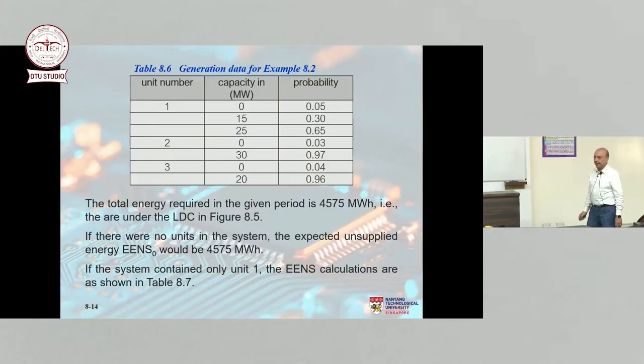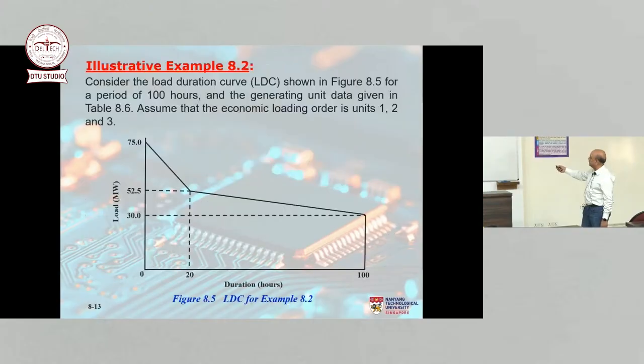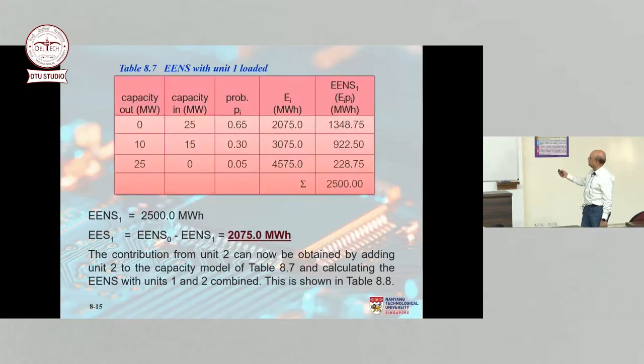Okay. So the total energy required by the curve, you can calculate, go back to this curve, you can calculate the total energy, right? This triangle plus this rectangle plus this triangle plus this big rectangle. You can calculate the total energy. Quite straightforward. That's why I'm using simple examples where you can verify all the numbers. So that energy turns out to be 4575 megawatt hours. When no generator is loaded, the total energy not supplied is 4575.